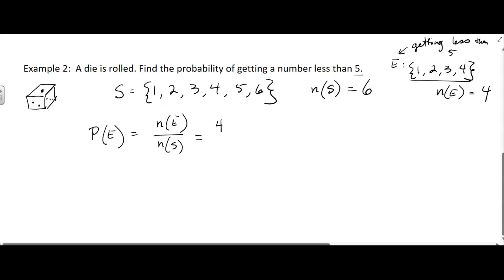And so you're going to have 4 choices. You could get a 1, a 2, a 3, or a 4, divided by a total of 6 choices. Now, they might write that as 2/3 as a fraction. They might write it as 0.667. My guess is they're going to write it one of those two ways, right? Like if you divided it out.